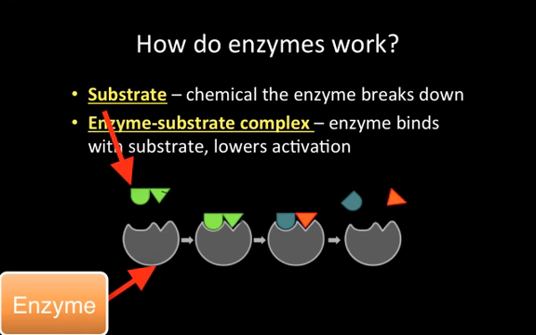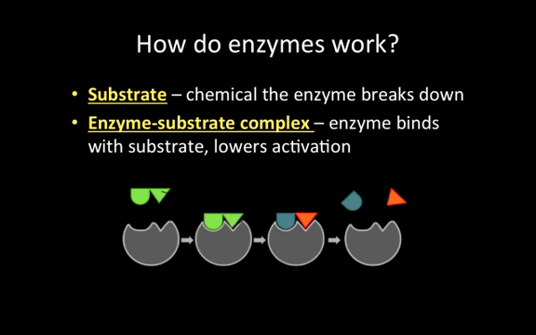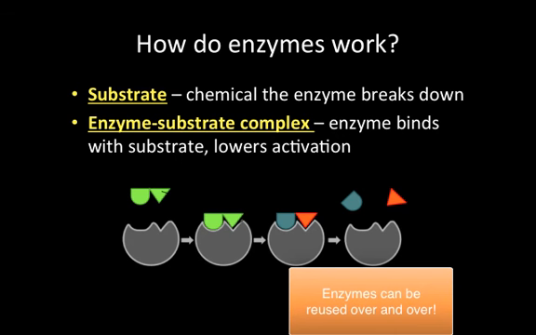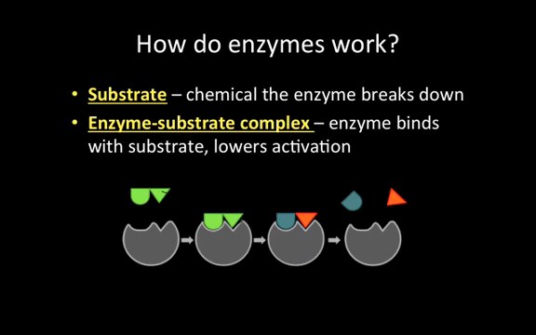The substrate then attaches to the enzyme. All right. The enzyme then lowers the energy required to break that chemical bond, and then as a result, it gets released. What's neat about this is that the enzyme can be used over and over and over again. Enzymes do not get used up. So enzymes are very important because they're reusable. So this allows for lots of chemical reactions to happen very, very quickly.